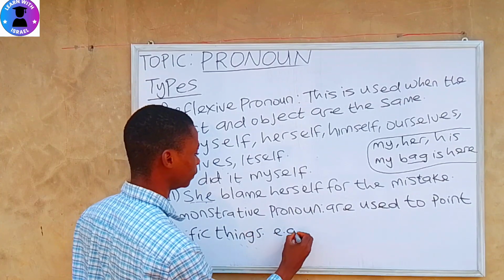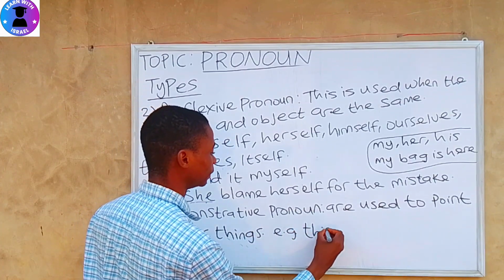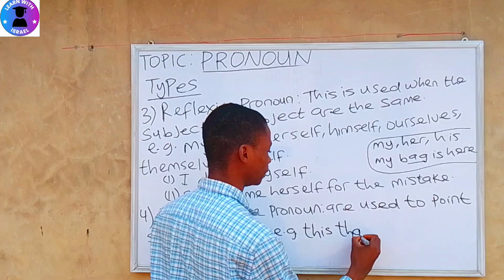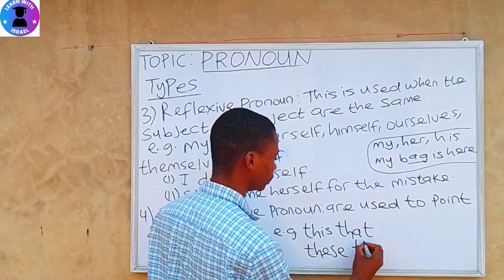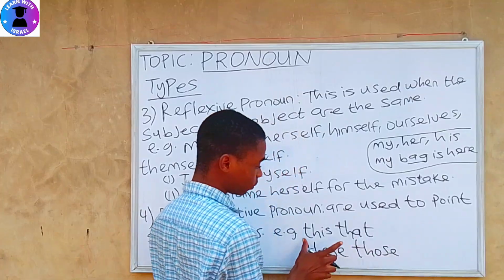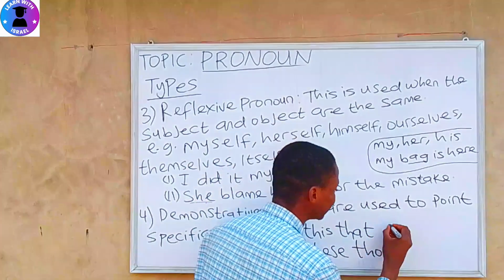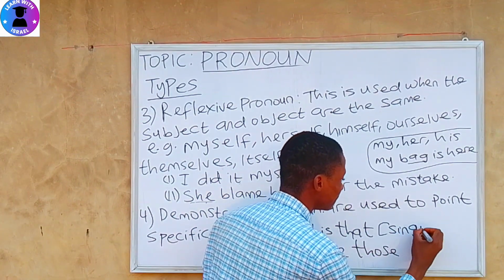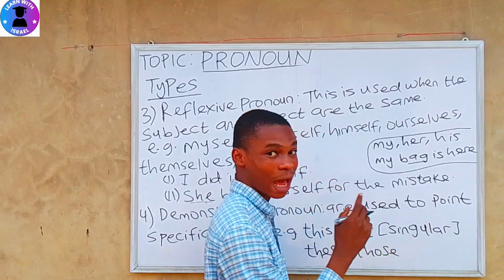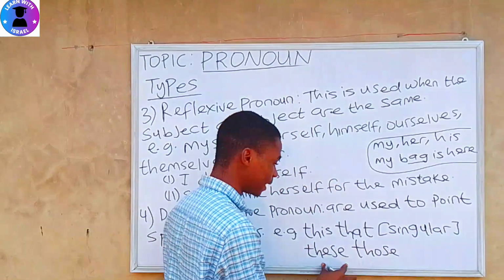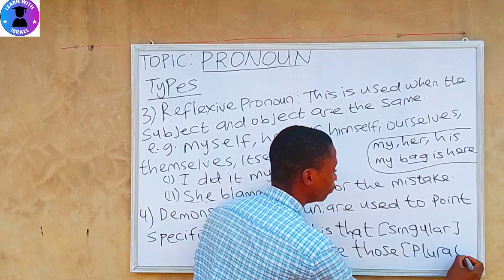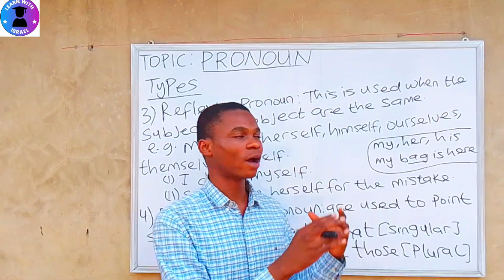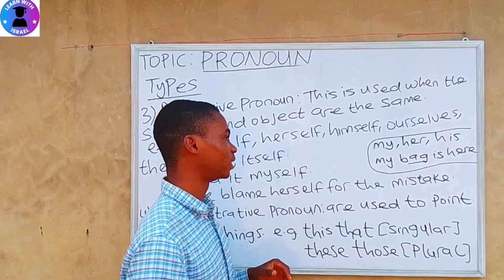So we have this, that, and we also have these and those. The first ones, this and that, are singular pronouns. And these and those are plural pronouns. So we've talked about reflexive and demonstrative.